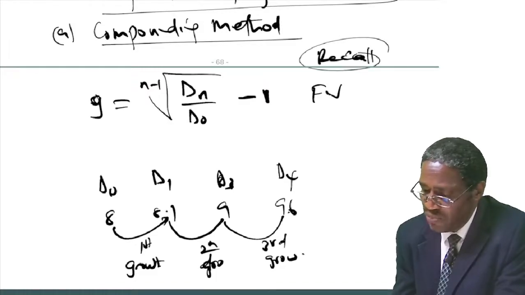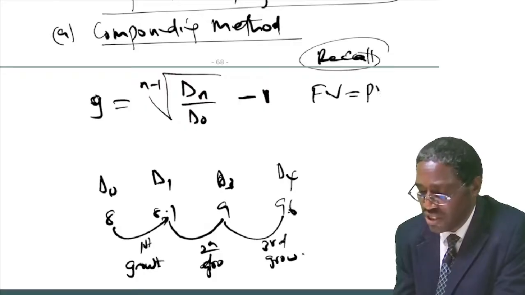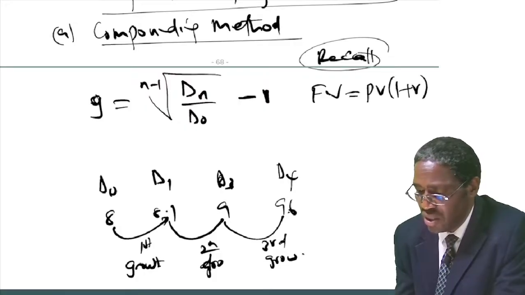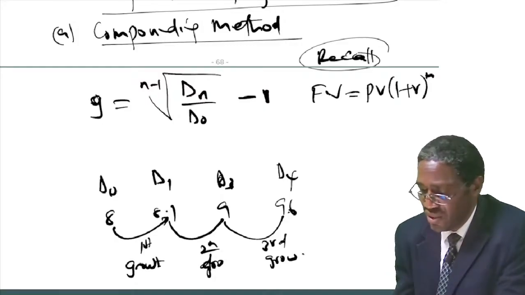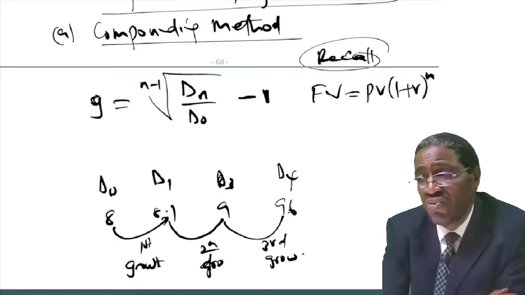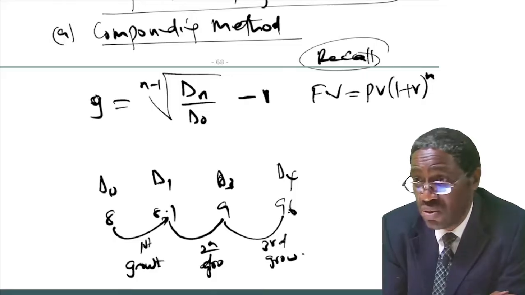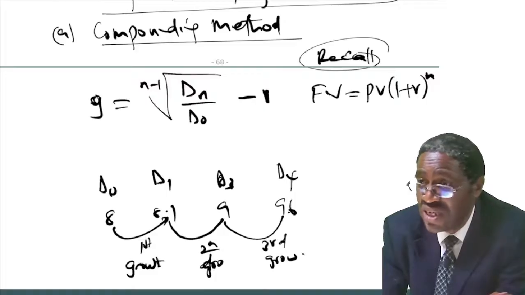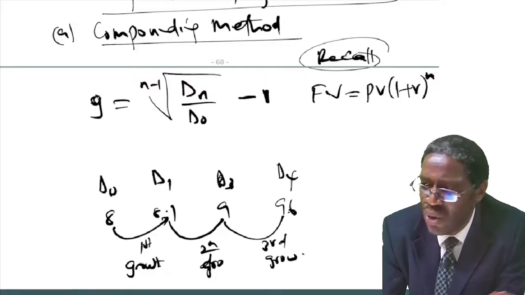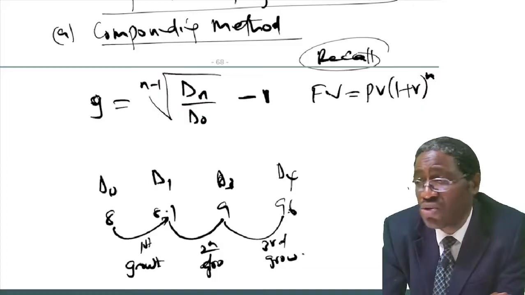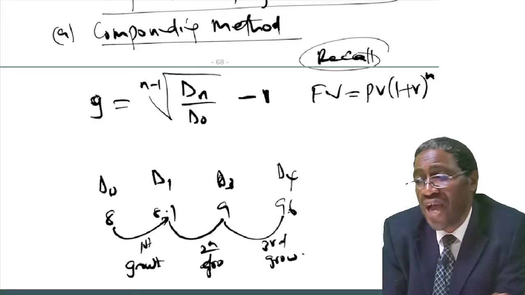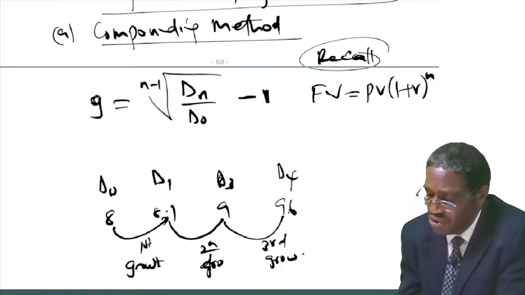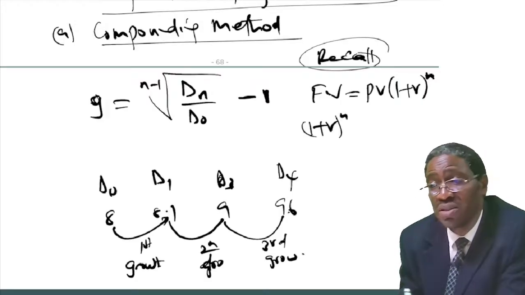We recall that future value is equal to present value into 1 plus r to the power of n. Are you there? That was our formula for getting the future value. Our r is what I'm calling the growth rate. So I want to solve for r. If I want to solve for r, what do I do? I divide both sides by PV. So if I divide both sides by PV, then it will mean 1 plus r to the power of n, which is the left side.